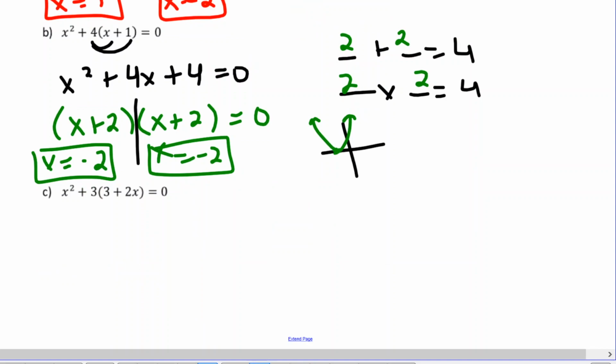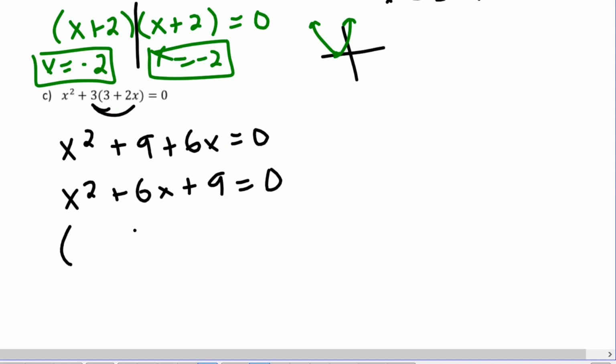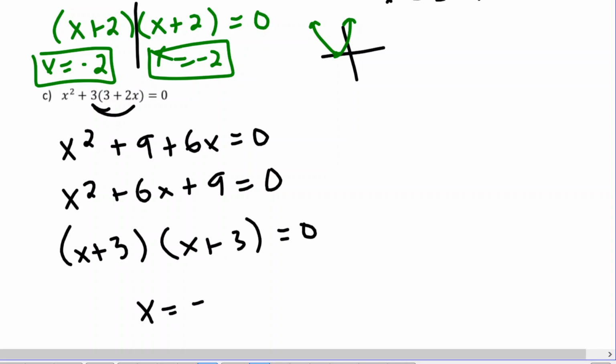We'll quickly look at this last one. I'm expanding out my brackets to start. X squared plus 9 plus 6x equals 0. This looks a little funny, so what I'd recommend doing is rewriting it in that standard form order. Right, x squared first, then x term, then constant. We usually write polynomials in descending power. So I factor this one. See if you can get these factors. It's going to be an x plus 3 and an x plus 3. Because these are the same, I get a single solution of -3.